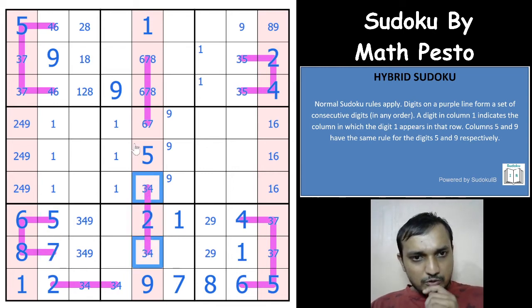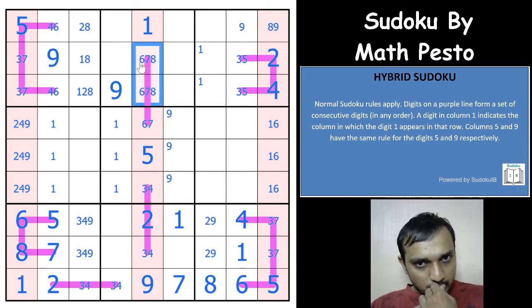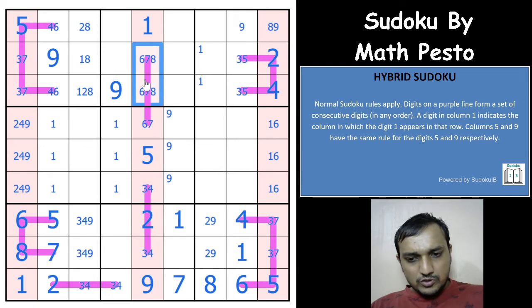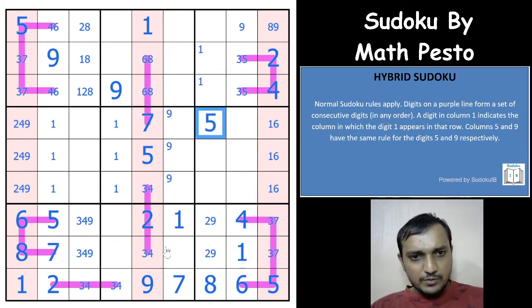Right. So 2 is not possible. 7 is not possible because a 5 would have to be somewhere here. So 7 would have to be here. That gives you a 5 here. 3 and 4 would have to be 5. 3 is not possible. This would have to be 4. That gives you a 5 here.